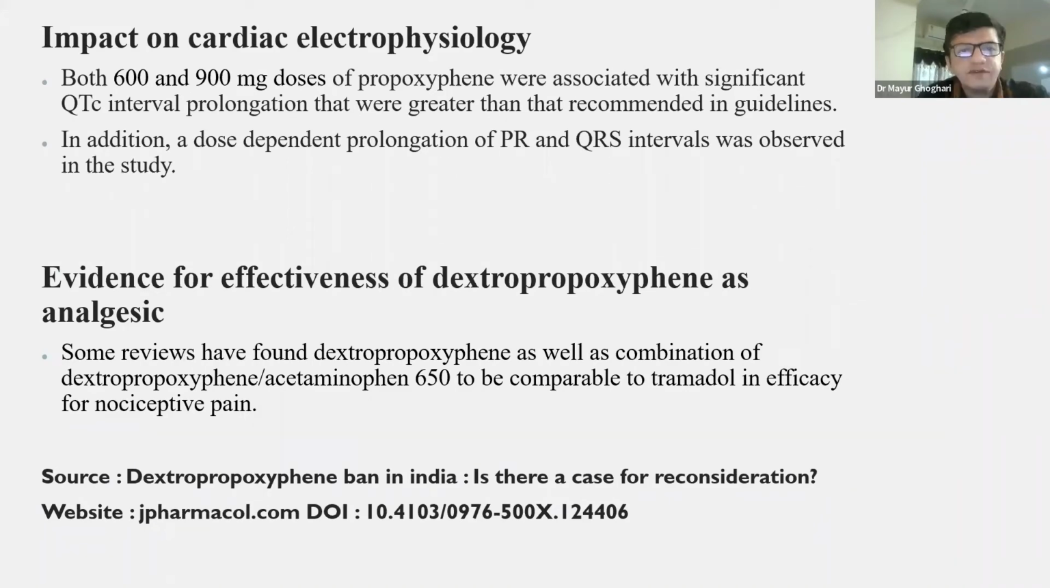Impact on electrocardiographic activity: both 600 and 900 milligram doses of propoxyphene were associated with significant QTc prolongation, greater than that recommended in guidelines. In addition, a dose-dependent prolongation of the PR and QRS intervals was observed in the study. Evidence for effectiveness as an analgesic: some reviews have found dextropropoxyphene, as well as the combination of dextropropoxyphene and acetaminophen 650, to be comparable to tramadol in efficacy for nociceptive pain.